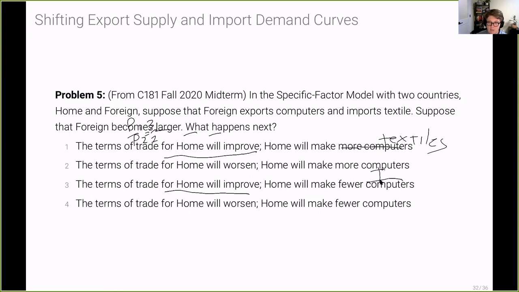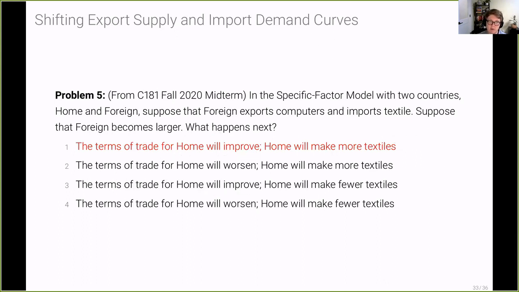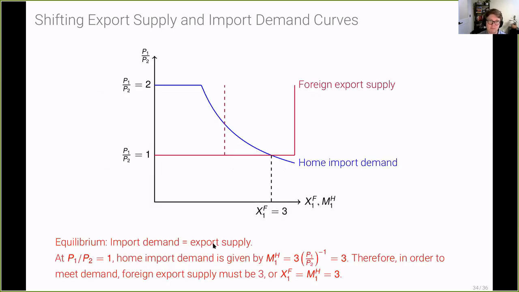Because foreign is going to become larger, it'll have more demand for its imports, textiles, and so the correct answer is going to be 1. And sorry, I guess I fixed the typo in this slide, but not the other one. So home is going to make more textiles. So the correct answer is 1.